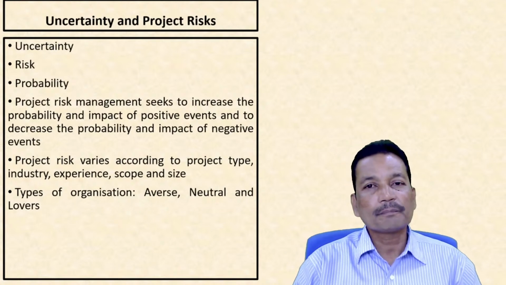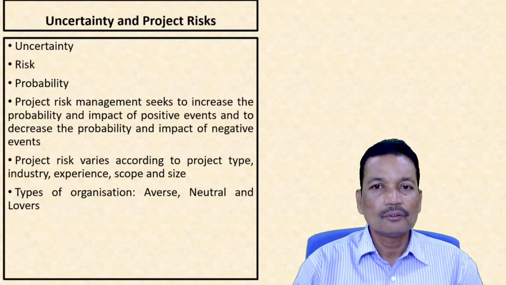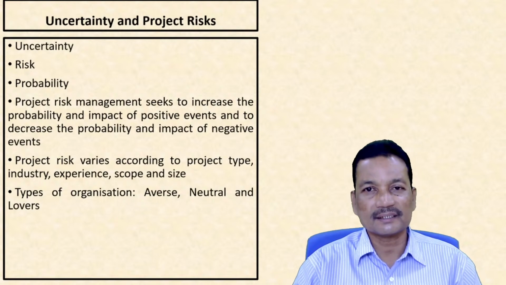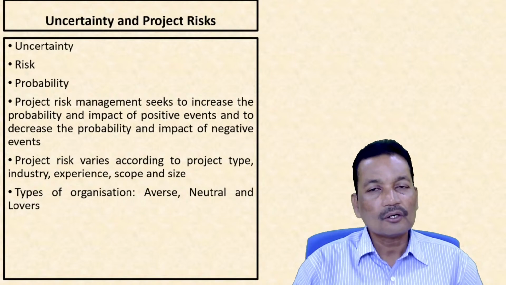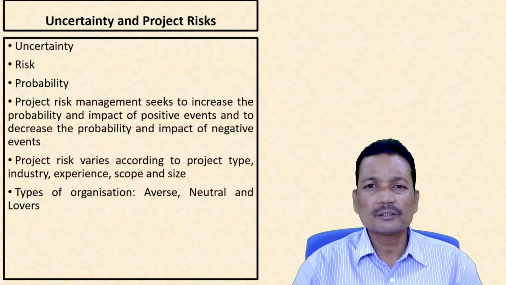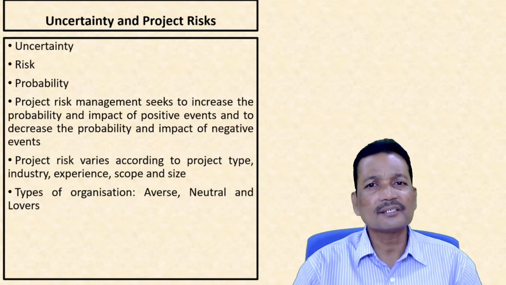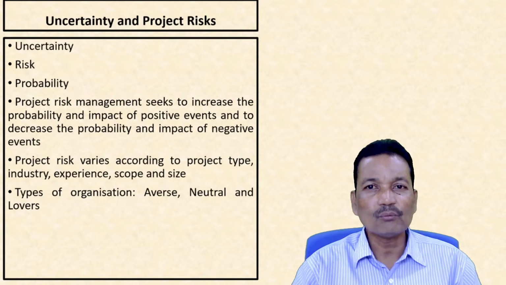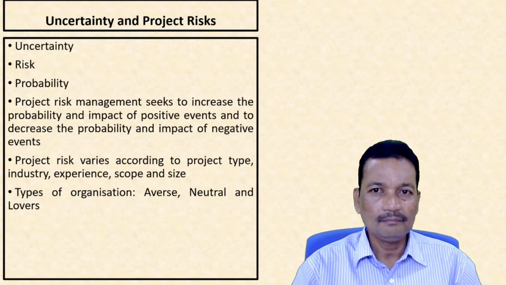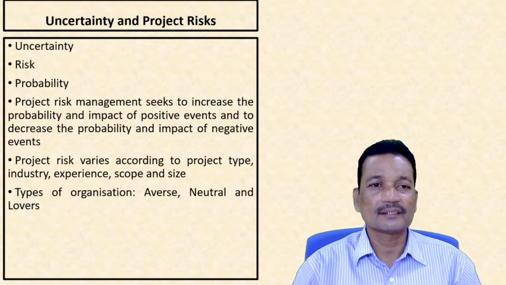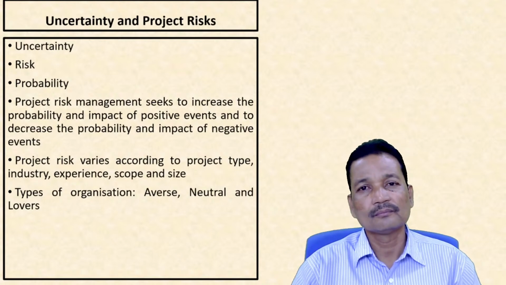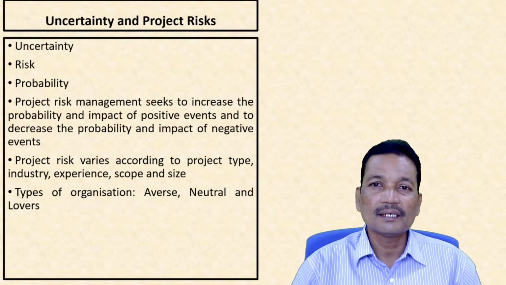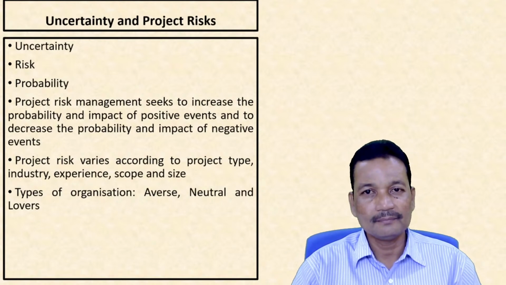Now, up till now we are talking of two terms, uncertainty and project risks. All of us have used these terms, and many try to interchange them, uncertainty as well as risk. Now, what is the meaning of that? Is there any difference between the two? The answer is yes. Now, in a project, suppose an activity is planned.